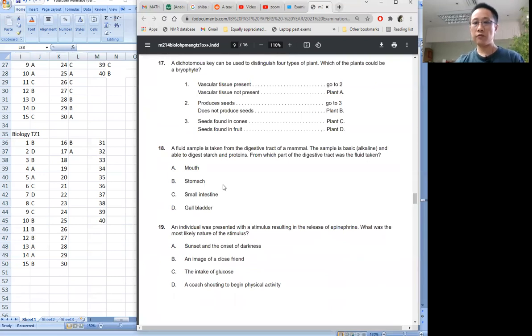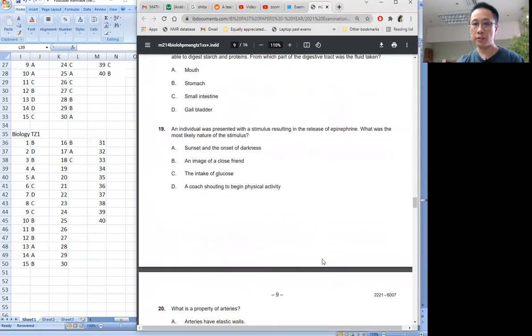18, a fluid sample is taken from the digestive tract of a mammal. The sample is basic and able to digest starch and proteins. Most likely this is from the intestine. Stomach extraction should be acidic. Mouth extract should be unable to digest proteins. Gallbladder should not contain any digestive enzymes.